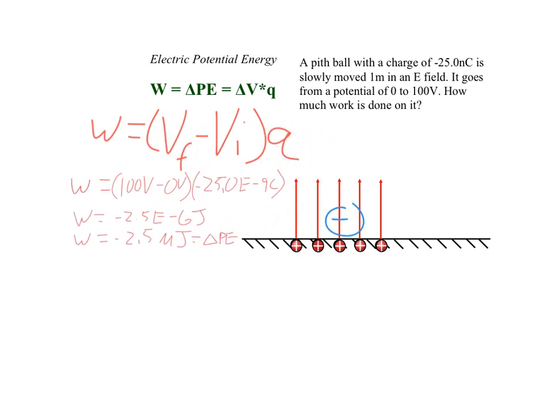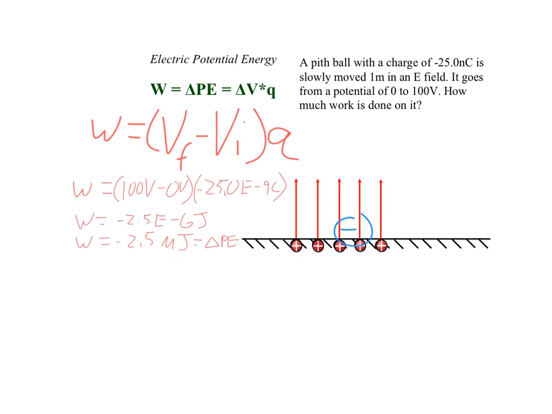The charge loses 2.5 microjoules of potential energy. So that tells me something. The charge did this. It went down like this. Now, if you remember from energy, we know that energy always goes somewhere, so something needed to happen to this energy. So what the heck happened to it?